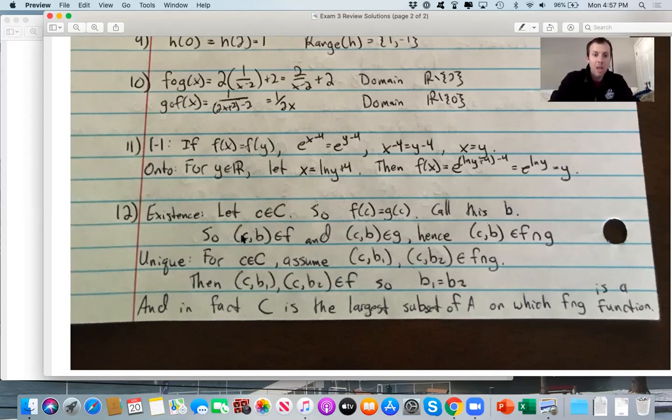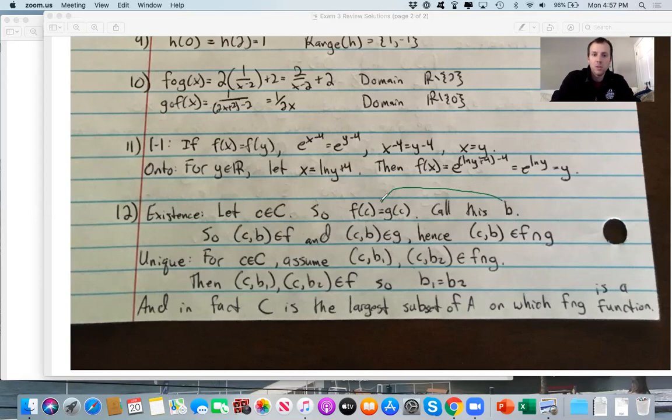Then what we can say is that the pair CB is in F, because this B we said is equal to F of C. And the function looks like pairs input output. So because this B is the output under F of the input C, the pair is in F. Using essentially the same reasoning, the pair CB is in G, because G of C, given input C, is whatever output the function G gives you. And B is another name for that output. So CB is in the function G.